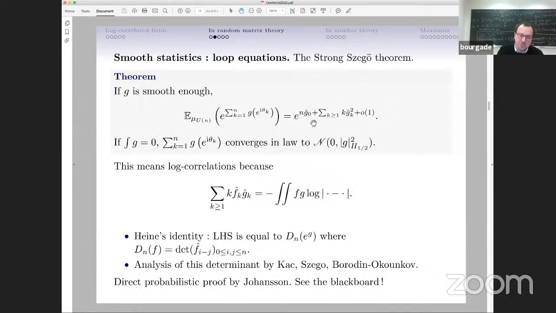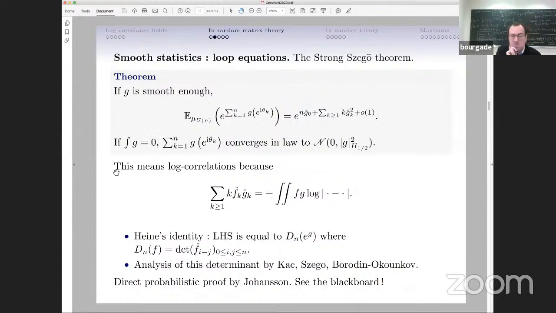So you have exponential n times the first Fourier coefficient of g, which is nothing but the average of g on the circle, plus the sum of k |ĝ(k)|², which is like the square of the H^{1/2} norm, the Sobolev norm with parameter 1/2 for the function g. So this statement really means that the trace of g of your matrix converges in law with no normalization to a Gaussian random variable. This lack of normalization is a remarkable fact. It really highlights the lack of independence of the e^{iθ_k} and the fact that they repel each other.